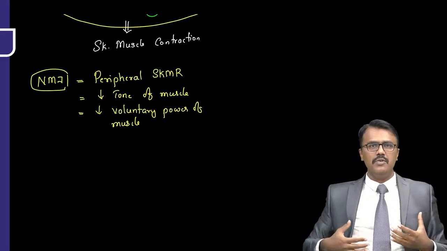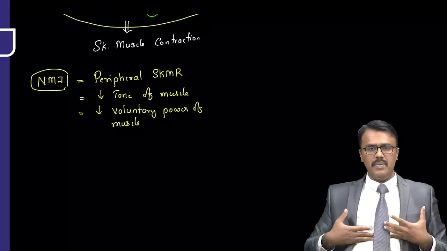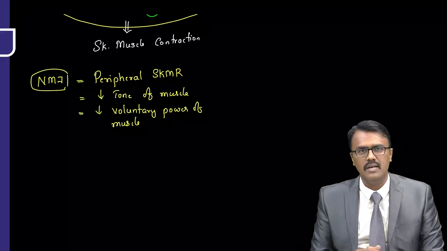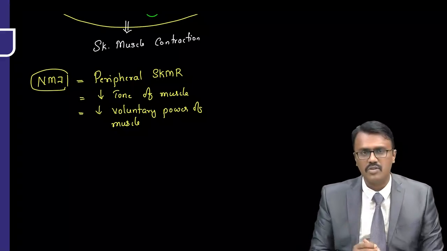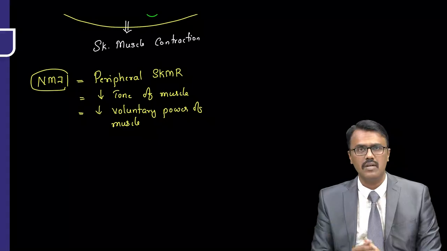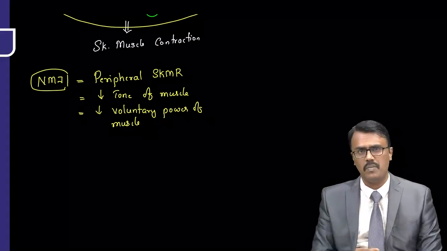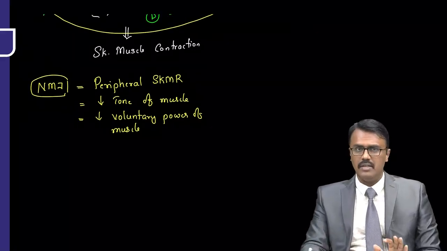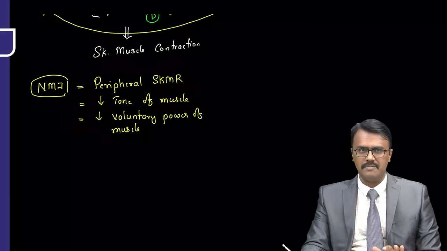The problem is if you give these drugs, the patient will have respiratory depression. The respiratory muscles are also paralyzed. That means these drugs should be given in intensive care units. These are used in anesthesia practice. You cannot give them routinely to the patient and send him home. No, not possible. So that is about the peripheral skeletal muscle relaxants.